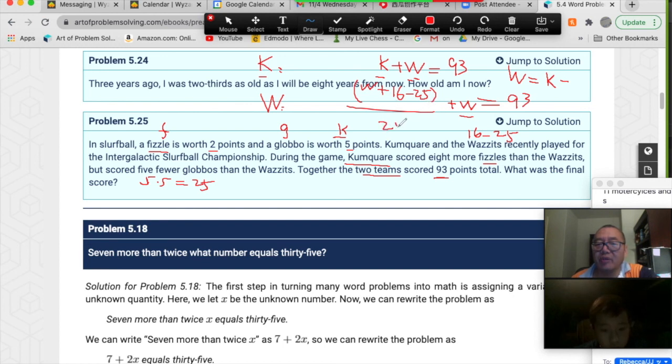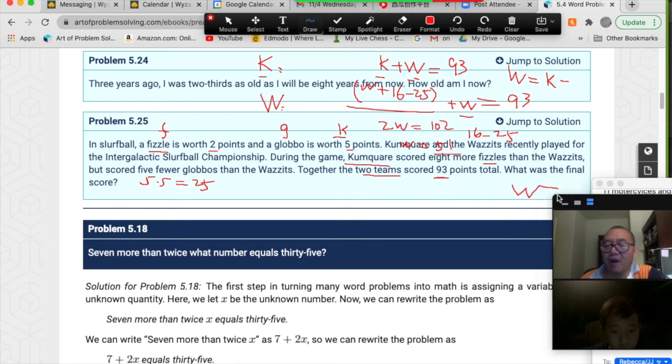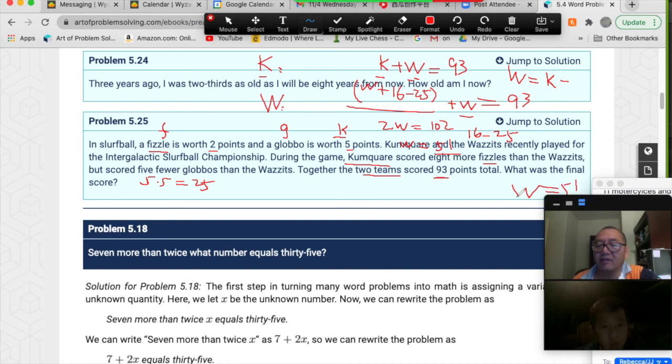So you get 2W minus 9 equals 93. So both sides plus 9, you get 102. Both sides divided by 2, you get team W got 51 points. So that means K will equal 42. So this team got 42 points, and W, this team, got 51 points, right?